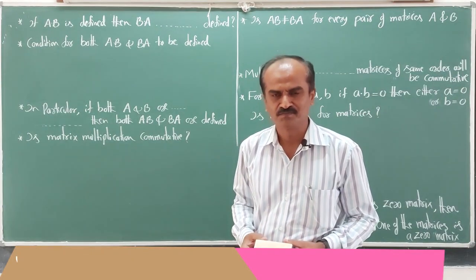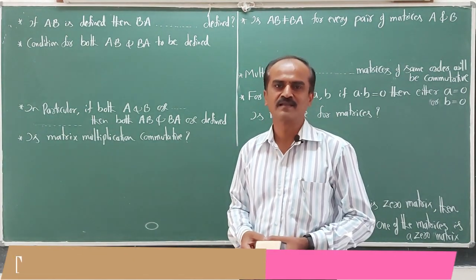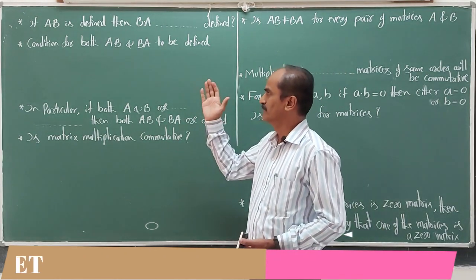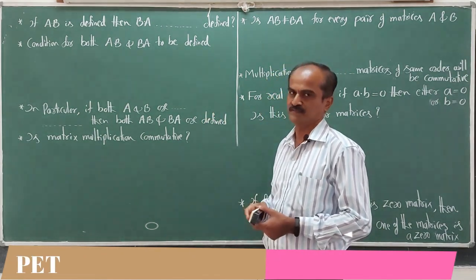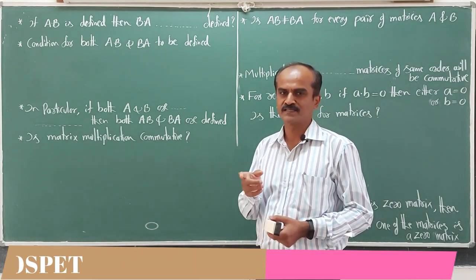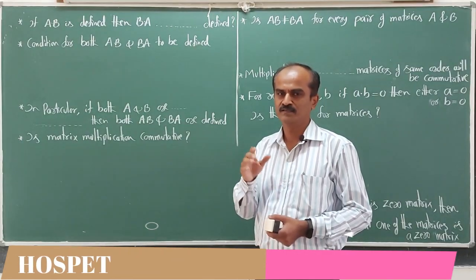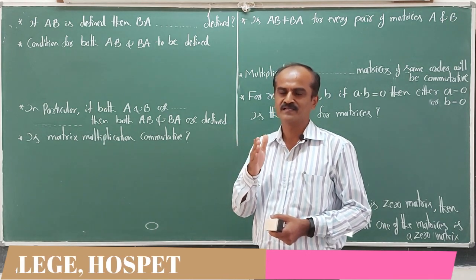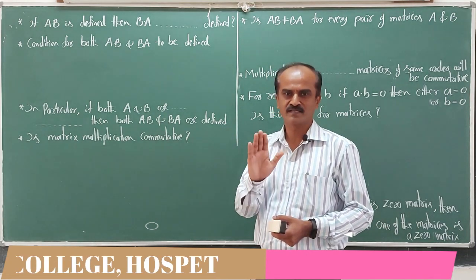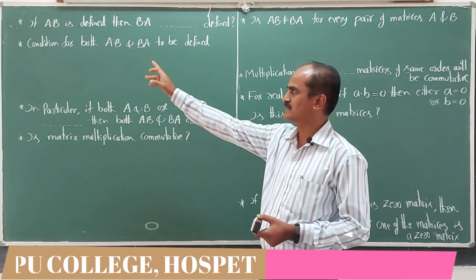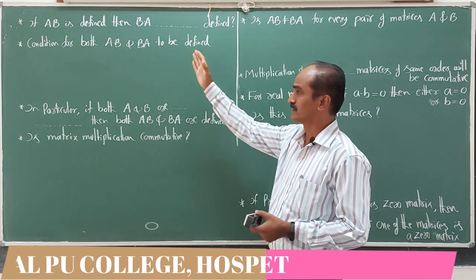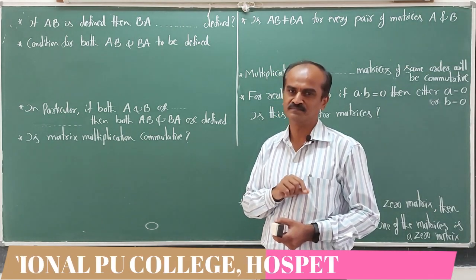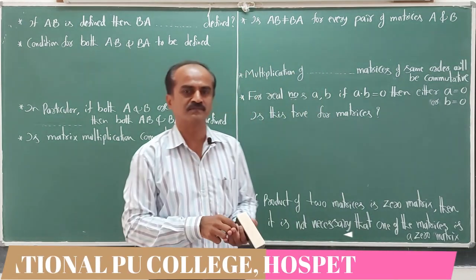Now let us know some facts about matrix multiplication. Like here, if A into B is defined, when to say that A into B is defined? If the number of columns of first matrix is same as the number of rows of second matrix, that is the case. We say that AB is defined. Then can we say that B into A is also defined? Now let us check with an example.